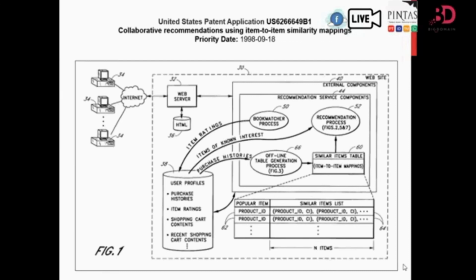The first patent, the one-click, and the collaborative recommendation patent were very old patents. From the very beginning, they have already had it, and this was part of their success. Okay, so this is patent number 2, the collaborative recommendation.